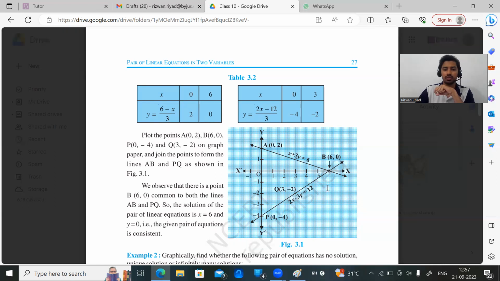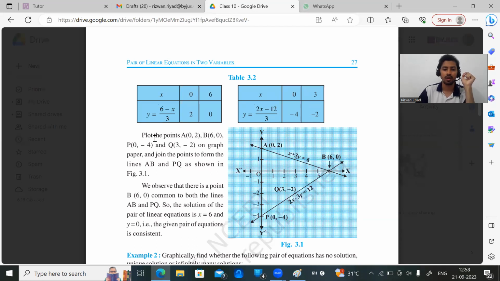Now we can see that at one point these two graphs are intersecting, right? These two straight lines are intersecting at one point. So what is the peculiarity of this pair of linear equations in two variables? They are consistent because they are intersecting. This is intersecting at the point (6, 0), so this point is actually the solution of our equations.